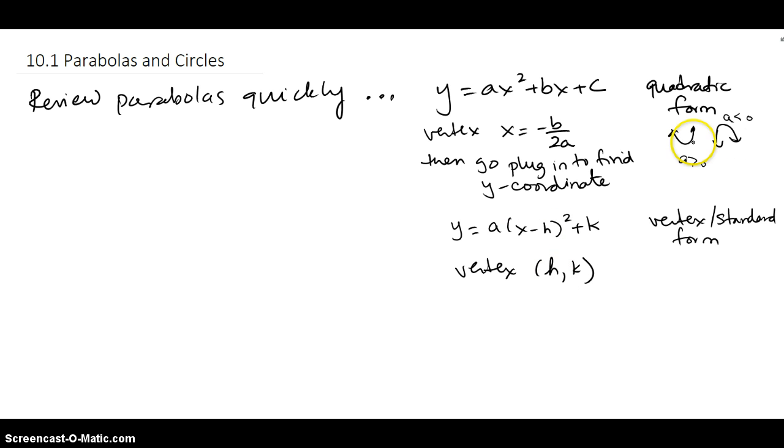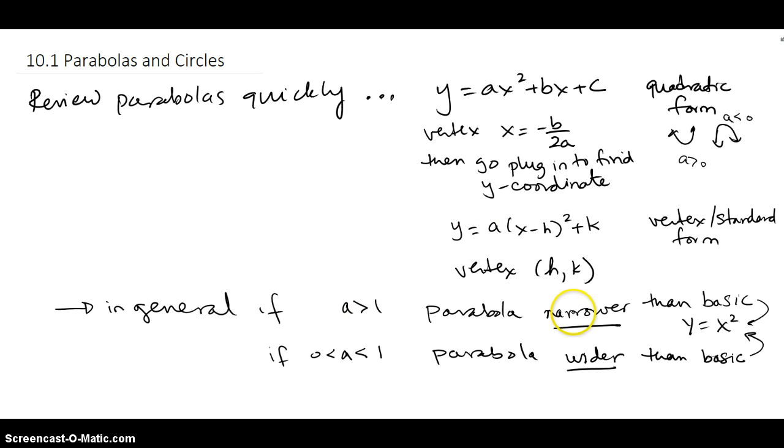A has the same rule as it did before, and remember, if A is bigger than 1, your graph is narrower, and if A is less than 1 but greater than 0, your graph is wider. Let's write that down. So A bigger than 1, your parabola is narrower or skinnier than the basic one. A less than 1 but still positive, your parabola is wider. And of course, if A is negative, the same behavior, but it opens down.